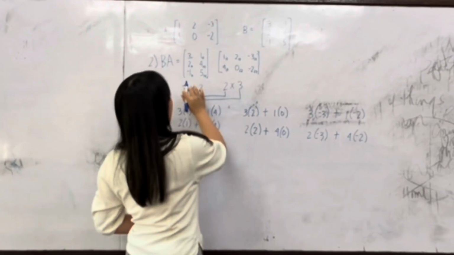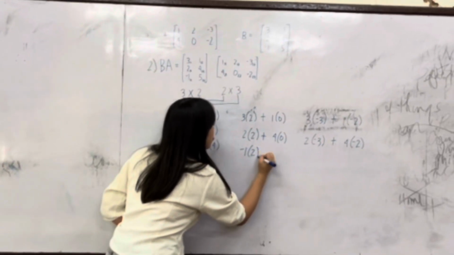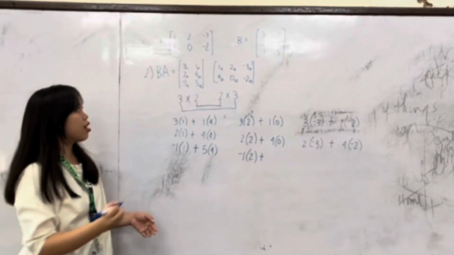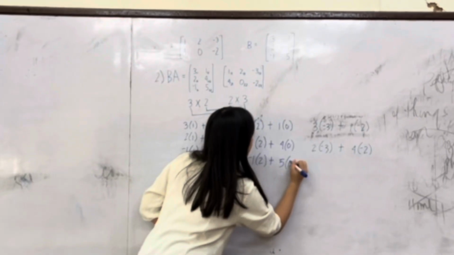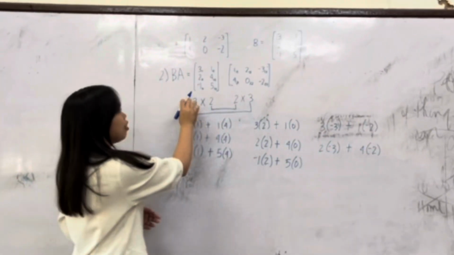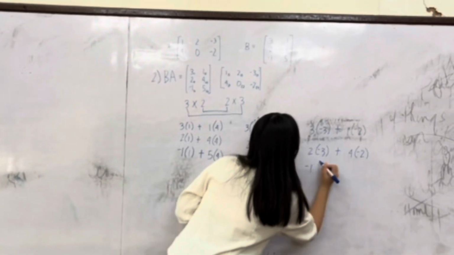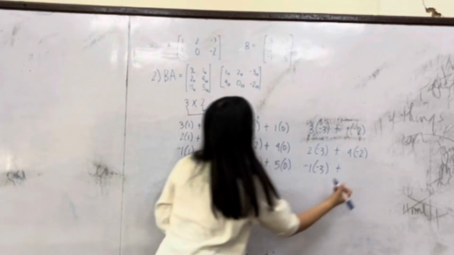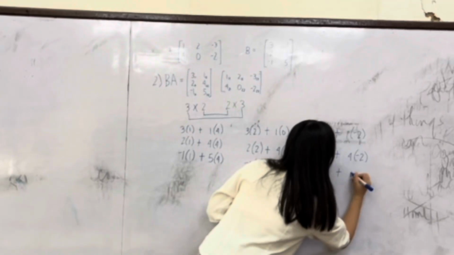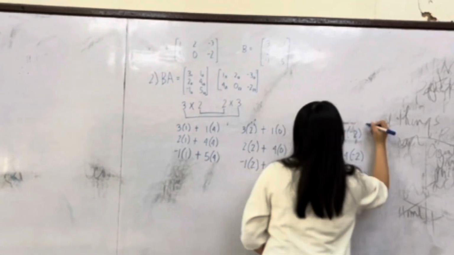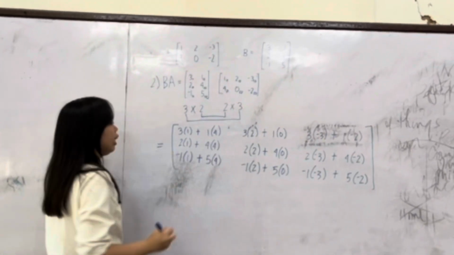Okay, now negative 1 multiplied to 2. Plus 5 multiplied to 0. Now, negative 1 multiplied to negative 3. And plus 5 multiplied to negative 2. Okay, now we will be solving this.